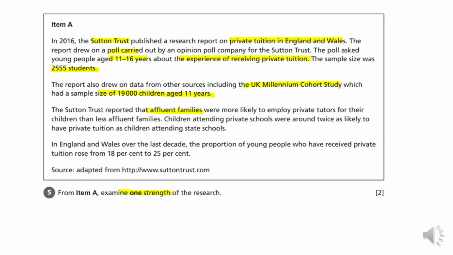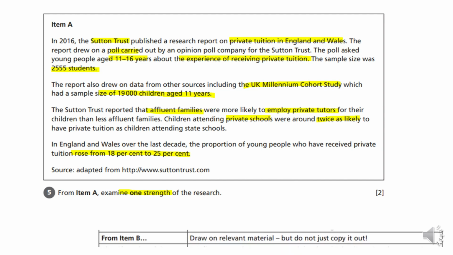The Sutton Trust reported that affluent families were more likely to employ private tutors for their children than less affluent families. Children attending private schools were around twice as likely to have private tuition as children attending state schools. In England and Wales over the last decade, the proportion of young people who received private tuition rose from 18% to 25%. So we have to find one strength to this research.